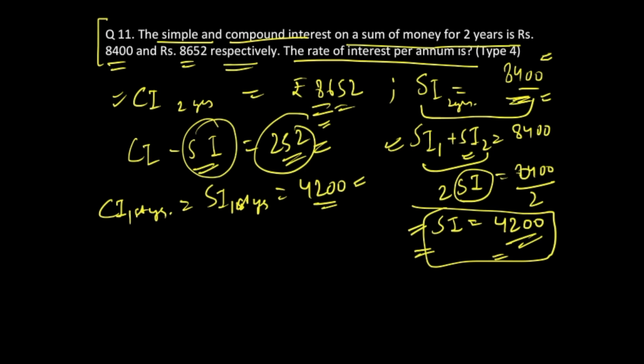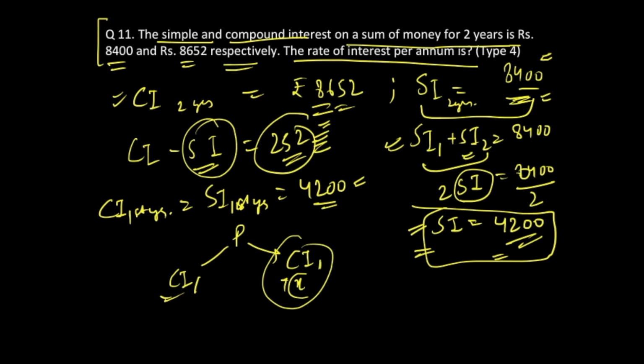So you know that this 252, from where is that coming? You had seen that this is the CI for the first year, this CI and this CI are the same, plus this additional X is coming. So this X is nothing but this rupees 252, right? And this X is getting generated because of the rate of interest taking place on this CI value, which is nothing but your simple interest value.